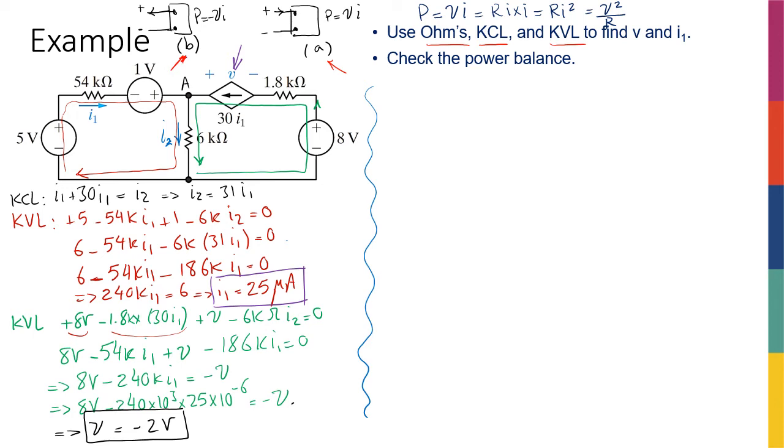Okay, so because of that, let's actually start with the resistors. So for the 54K, power is 54,000 times I squared, which is I1 squared. So it's going to be 54 times 10 to the power of 3 times 25 times 10 to the negative 6, to the power of 2. If you do the math, you will find basically the power to be 33.75 microwatt.